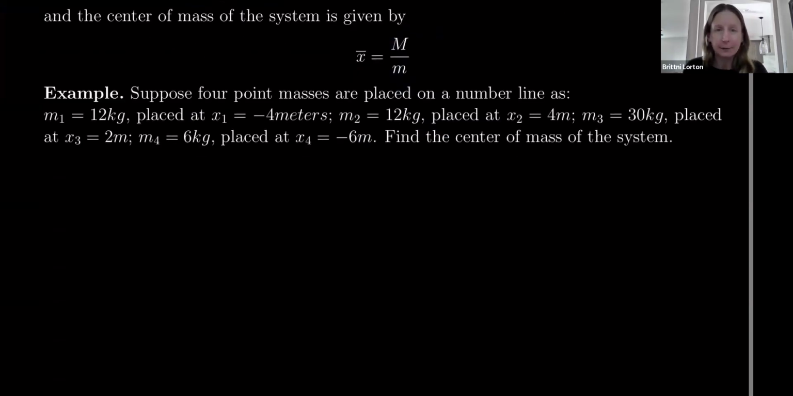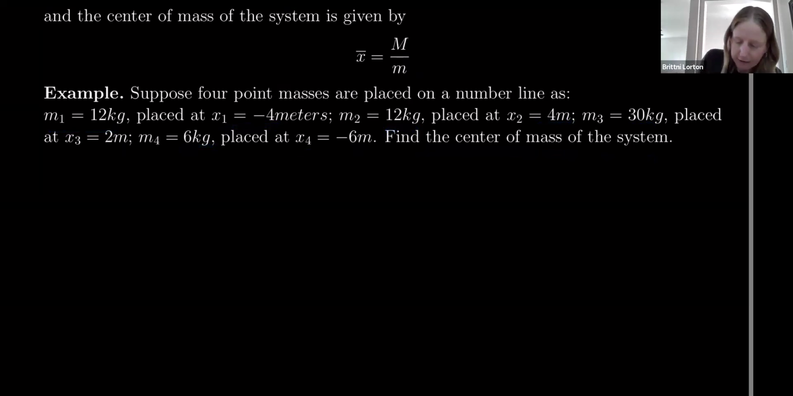Here's an example that we have. Suppose 4 objects or point masses are placed on a number line like so. I've got 12 kilograms placed at -4 on the number line. That's just the location. We're going to say the center is 0, and -4 just means 4 meters to the left. And then I have another 12 kilograms placed at 4 meters to the right, so positive. And then I have 30 kilograms placed at 2 meters to the right, and then 6 kilograms placed at 6 meters to the left. We'll just say right is positive and left is negative. Find the center of mass of the system.